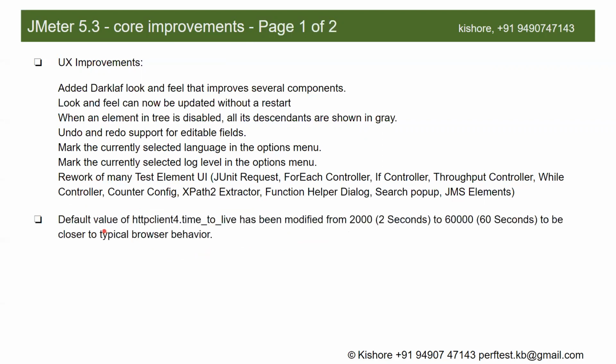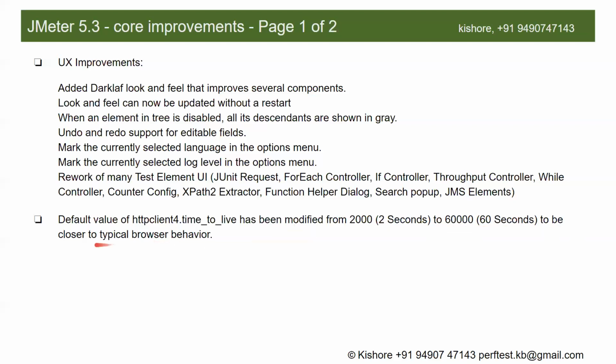Another important, significant improvement that JMeter 5.3 has brought in is this. Till JMeter 5.2, the default value of HTTP client 4 time to live was 2 seconds, and we used to frequently face connection timeout or connection reset errors. So in previous versions till 5.2 that was the case, but starting with JMeter 5.3, this default value of HTTP client time to live has been modified to 60 seconds. We'll see what this is all about in the training sessions.